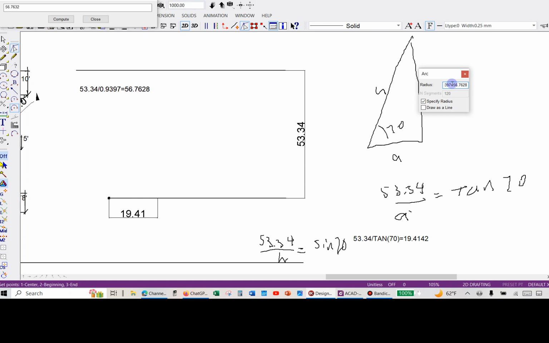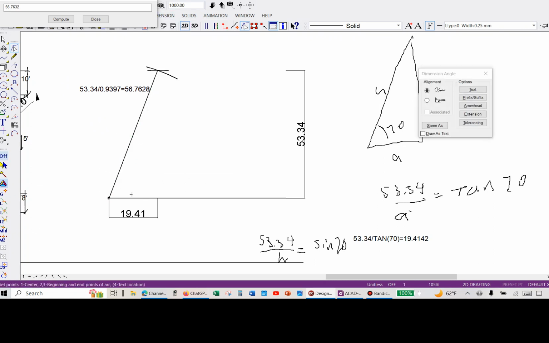Control V, enter. You'd swing it over here. All right, and then the same thing over here, 53.34. Right, because let's say you don't have that, you just know the dimension, and that gives you your B from there to there, and that's your 70 up. Then A, that's your 70 degrees.